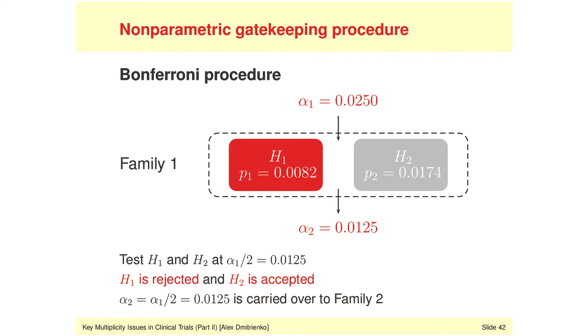Given that this family serves as a parallel gatekeeper for the secondary family, we make a decision, and this is good news for us, that the primary objective of this trial has been met. We are ready to continue to test the secondary hypothesis. Unfortunately, there is a certain price that we'll need to pay for failing to reject the hypothesis H2 that will be reflected in a reduced alpha level that will be carried over to family 2. Only half of the original alpha, specifically 0.0125, will be carried over to the secondary family.